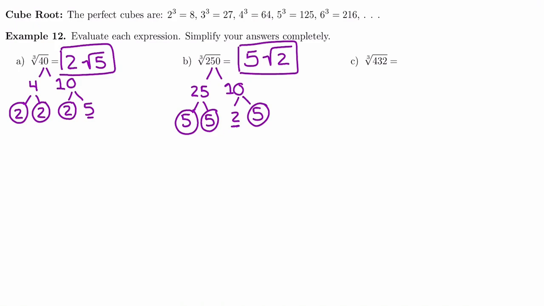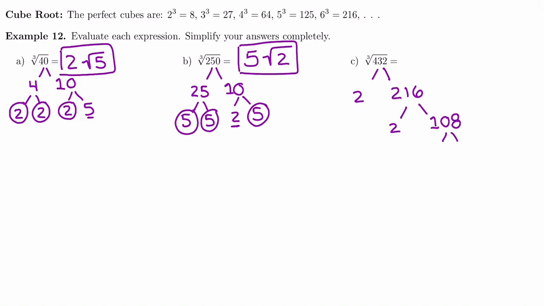I can't really think of anything big to go into 432, so since it's even, I might just divide it by 2. So I would say it is 2 times 216. And then I might recognize that 216 is a perfect cube, and that would be great, but I'm going to pretend that I don't recognize that perfect cube. I'm just going to keep dividing by 2 because I know that it's an even number. So 2 times 108.